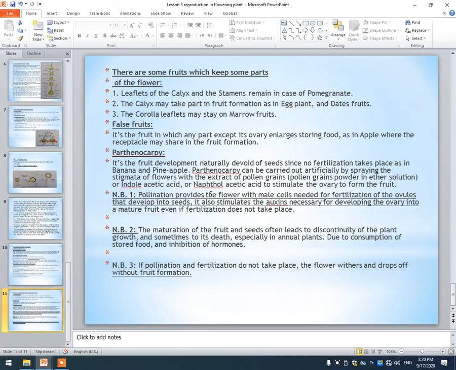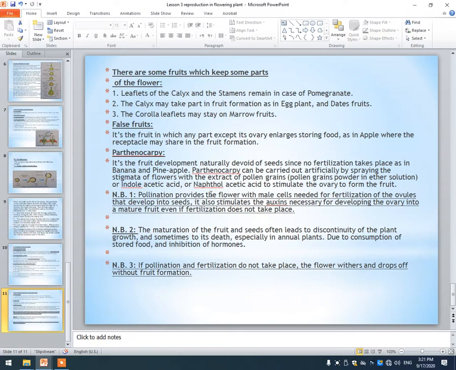There is also false fruit. What is the meaning of false fruit? It is a fruit in which a part, except its ovary, forms a large fleshy fruit, as in apple, where the receptacle may share in fruit formation. We have also parthenocarpy. What is the meaning of parthenocarpy? It is fruit development naturally devoid of seeds. No fertilization takes place, as in banana and pineapple. Parthenocarpy can be carried out artificially by spraying the stigmas of flowers with an extract of pollen grains, pollen grain powder in ether solution, or naphthalene acetic acid to stimulate the ovary to form the fruit.